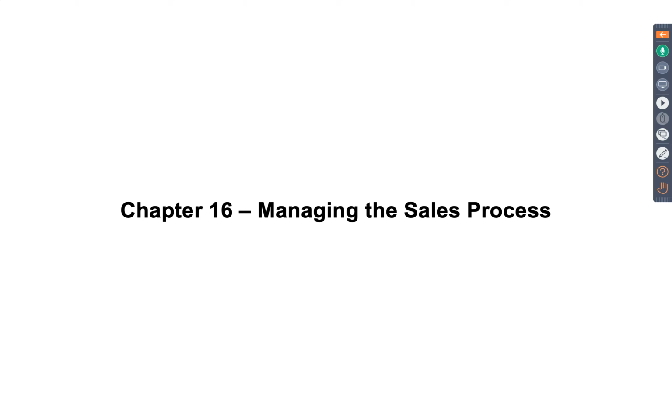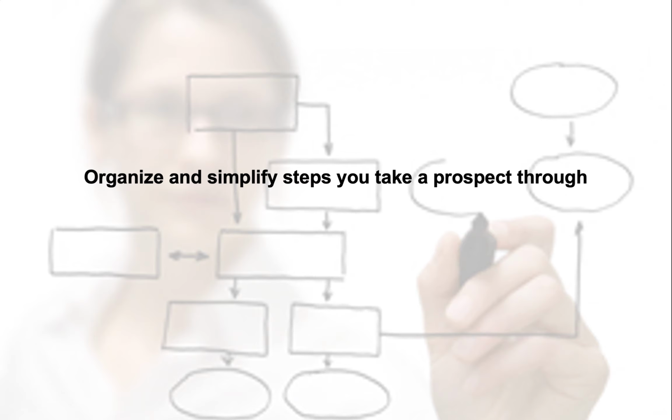The topic today is managing the sales process. What we're basically talking about here, at the most basic level, is that we want to take the sales process and organize it a little bit more and simplify the steps that you're trying to take a prospect through. The sales process that we're going to give you is actually only 3 steps, and I'll show you what those are here in a minute.